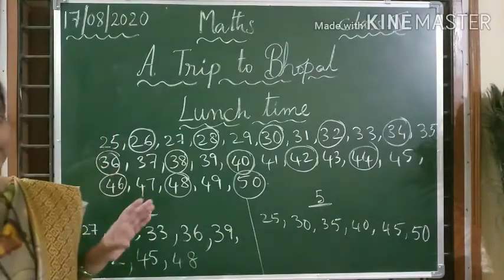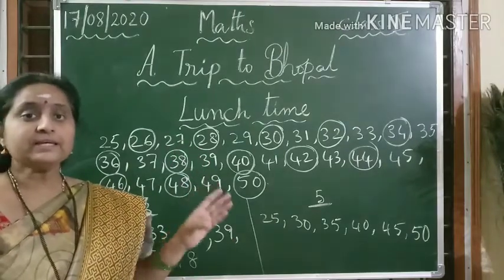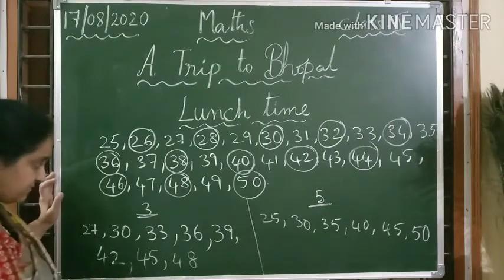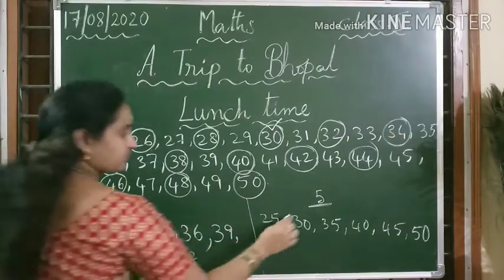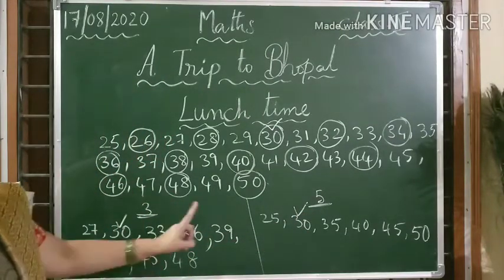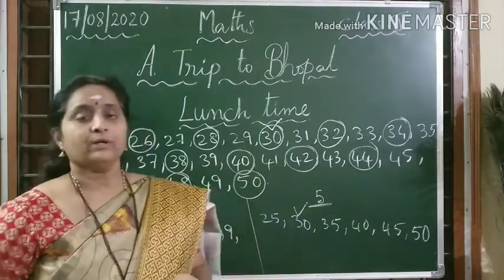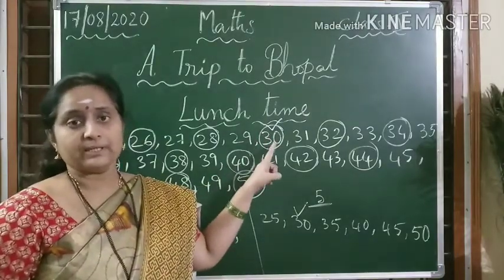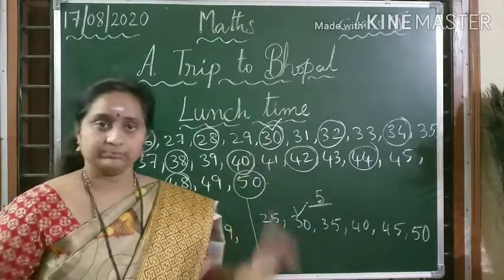Now we need to find out the common number which is divisible by these 3 numbers, 2, 3 and 5. So let us see which one is common. 30 is common in the 3 lists. Any other number? No. Only 30 is common for the 3 numbers. Okay children, so what is the number that is divisible by 2, 3 and 5? 30 is the required number.